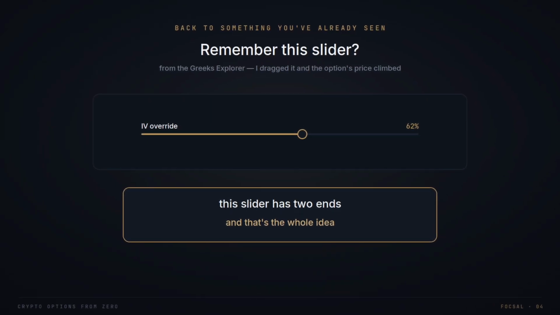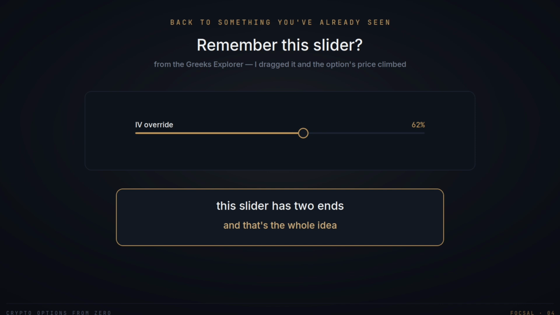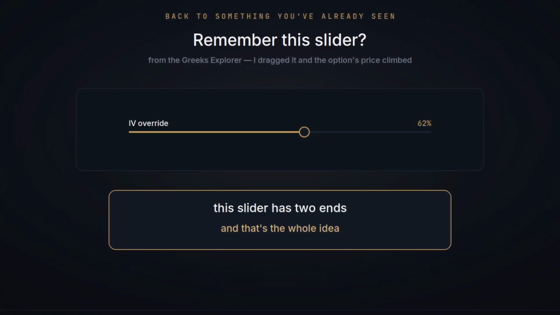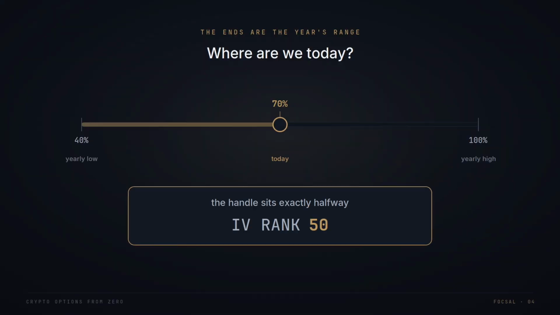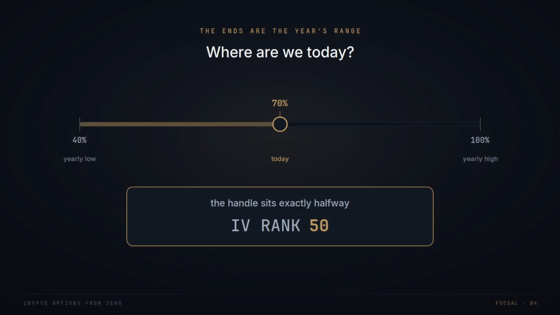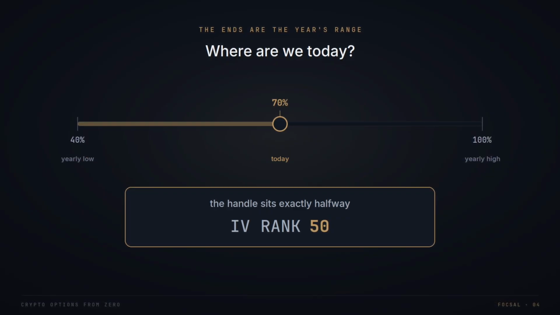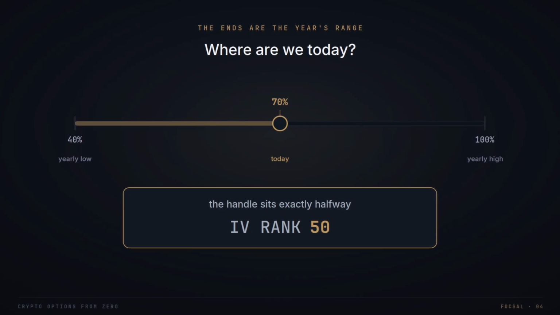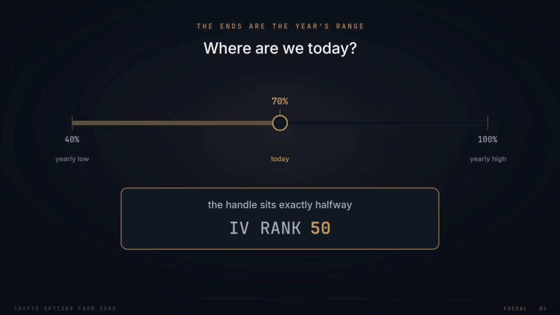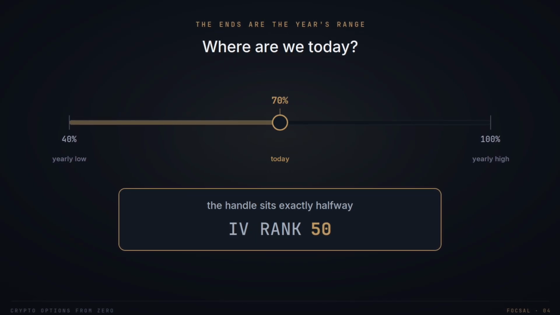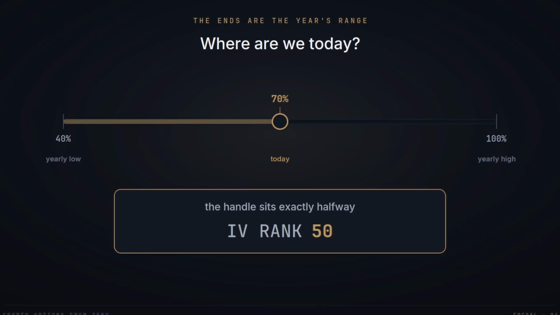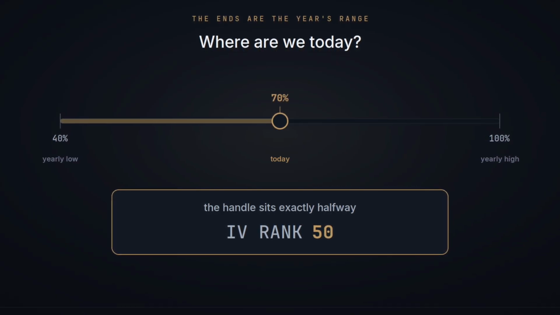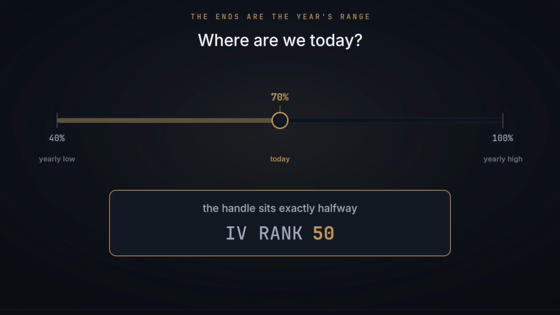Remember the volatility slider from last episode? The one I dragged in the Greeks Explorer, and the option's price climbed? That slider has 2 ends, a left one and a right one. That's the whole idea. Imagine the left end is the lowest volatility Bitcoin has seen over the past year, say 40%, and the right end is the highest, 100. Now there's only one question left. Where on that slider are we today? If today's volatility is 70, the handle sits exactly halfway, between 40 and 100, right in the middle.